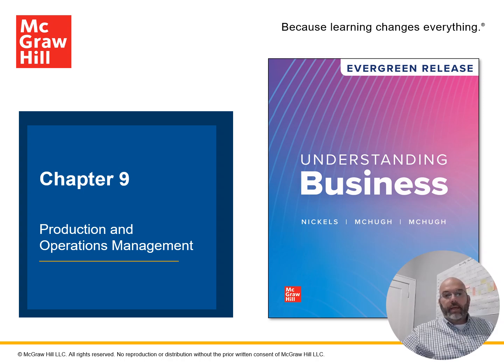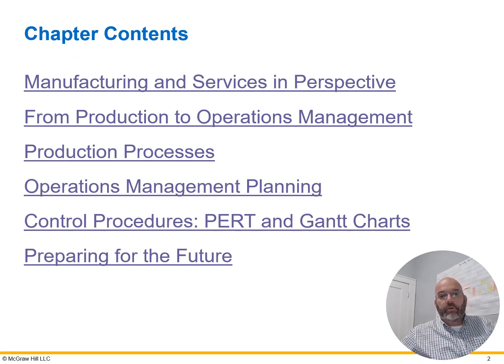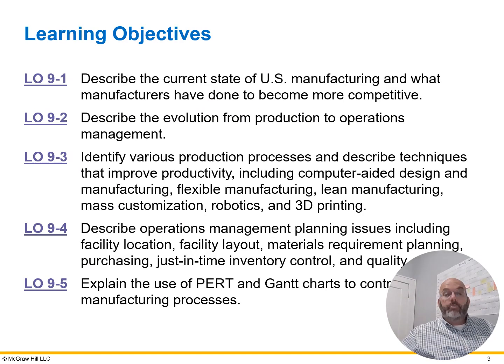All right, welcome back to Chapter 9, where we're going to talk about production and operations management. What we're going to do is look at manufacturing and services, put that in perspective, looking at from production to operations management, production processes, operations management planning, control procedures, looking at PERT and Gantt charts, and then preparing for the future.